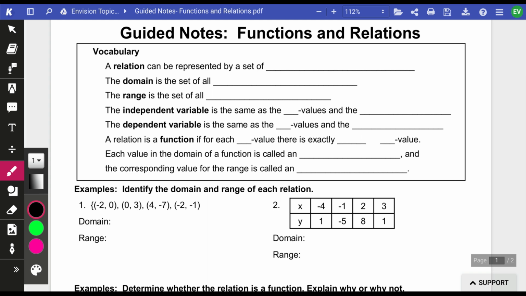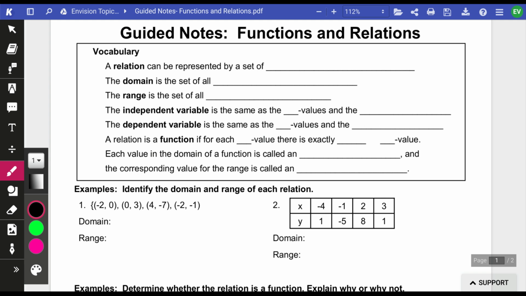In this video, we're going to talk about relations and functions, how they're the same, how they're different. So if you have your guided notes up, that's what you should have in front of you. These are our guided notes for functions and relations. First of all, we're going to do the vocabulary.